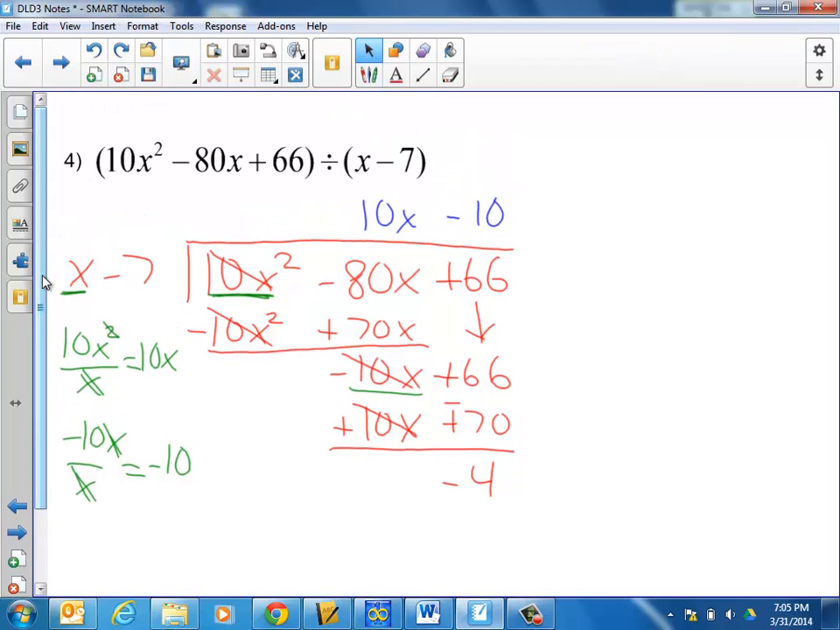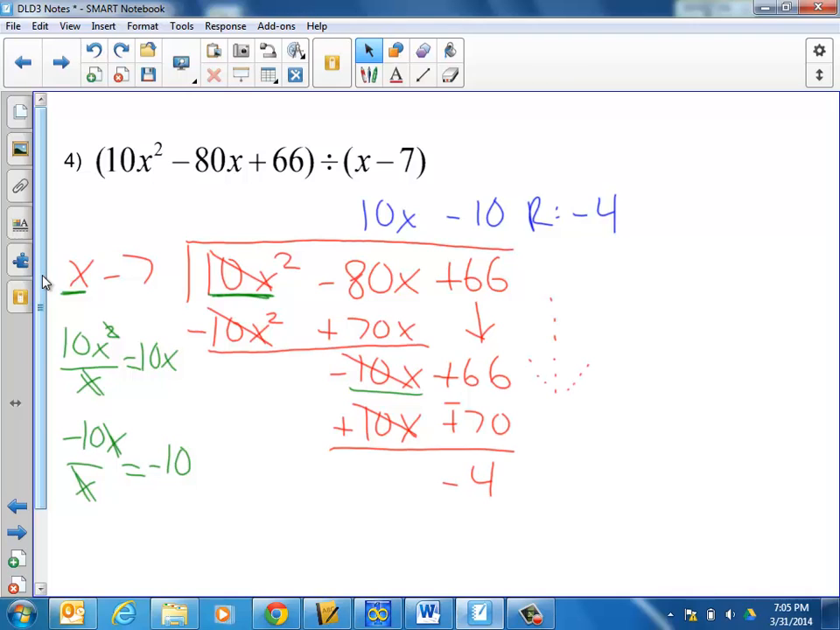All right, so like you may have remembered from elementary school, we could write this as 10x minus 10 with the remainder of negative 4 that we couldn't deal with. Notice we got a remainder of negative 4 because there was nothing else to drop down over here. Nothing else. We ran out of terms to use. But that's not how we're going to do it in this class.